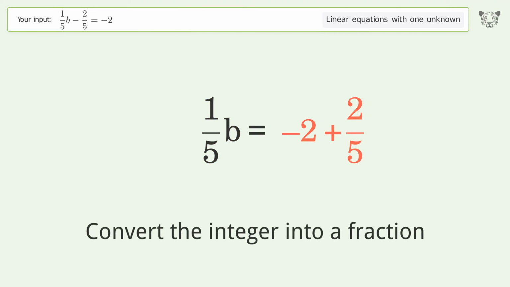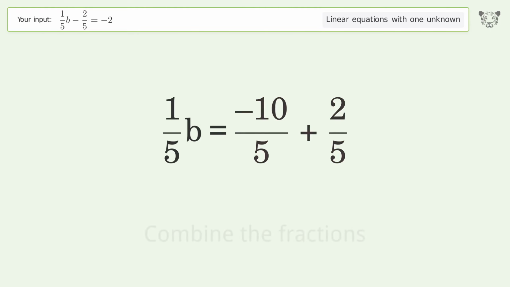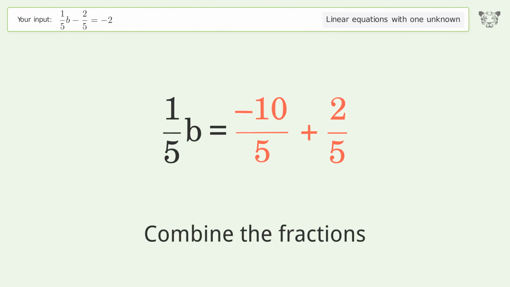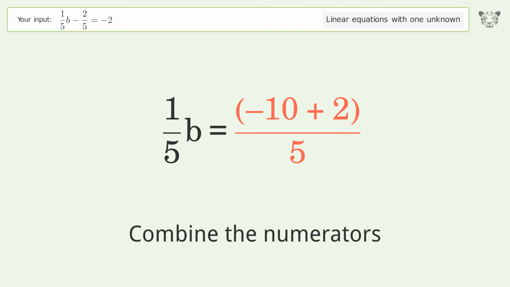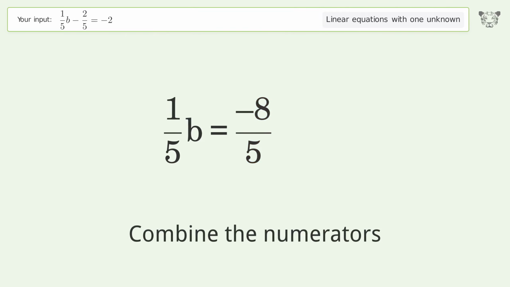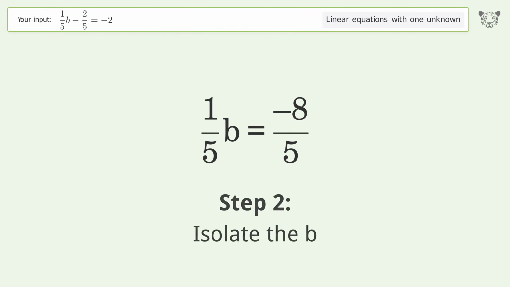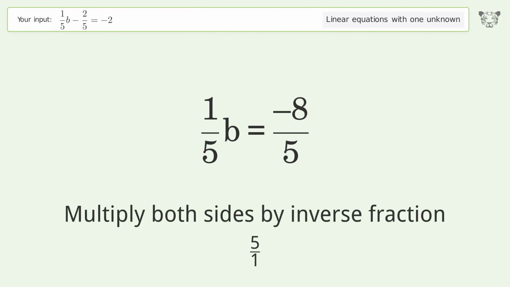Convert the integer into a fraction. Combine the fractions. Combine the numerators. Isolate the b. Multiply both sides by inverse fraction 5/1.